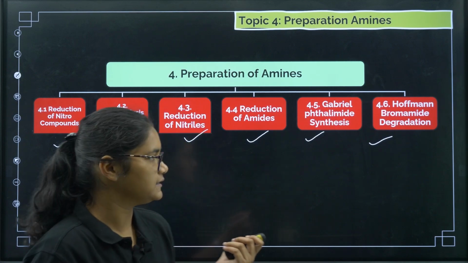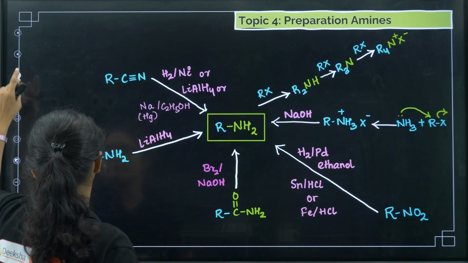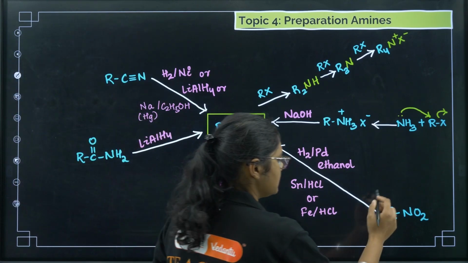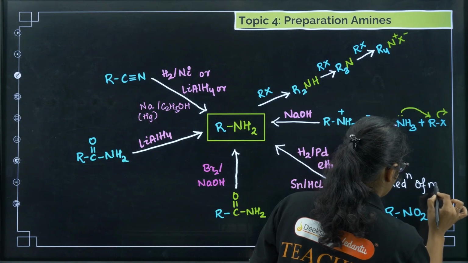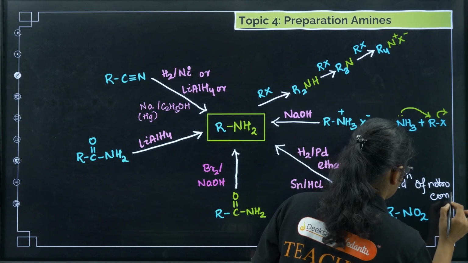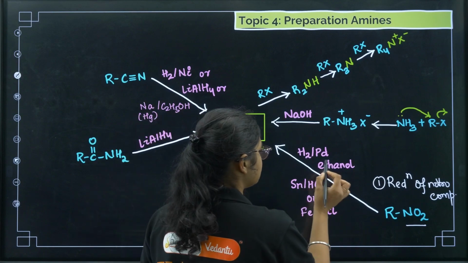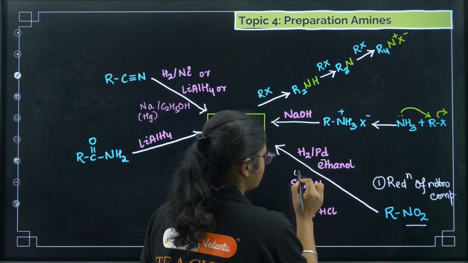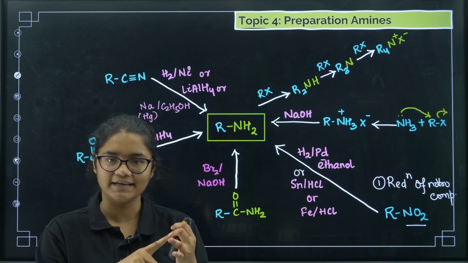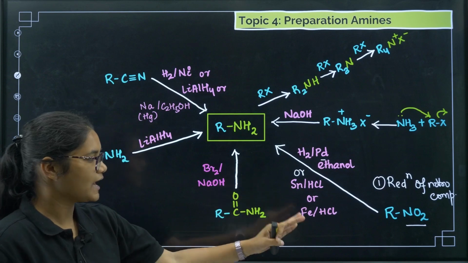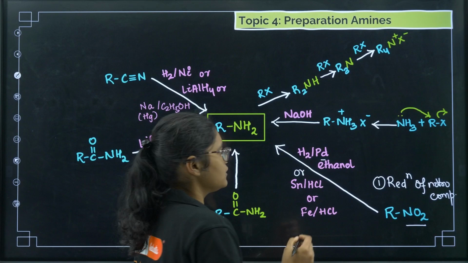Okay, so now let us see the methods of preparation. The first one I told you was reduction of nitro compounds. So this is your nitro group. Here you have to remember the reagents. You can use either H2 with palladium in ethanol, or Sn/HCl, or Fe/HCl. Hydrogen palladium or Sn/HCl or Fe/HCl. So that NO2 group gets converted to RNH2. Clear? First one.